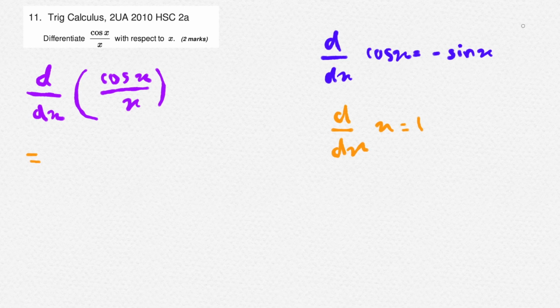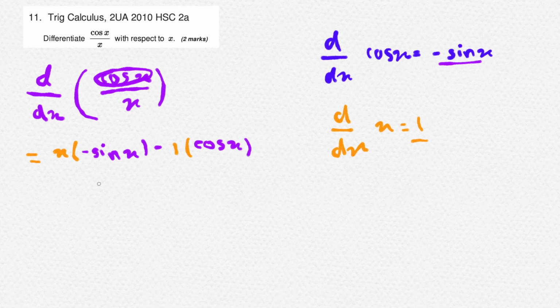Now let's start using quotient rule to solve this problem. So it would be x times the derivative of cos x, which is minus sine x, minus cos x times the derivative of x, which is 1. Now, in the quotient rule, we must always square the denominator. Looking at the denominator, we know it is x. So now we must square x. This will equate to x squared.